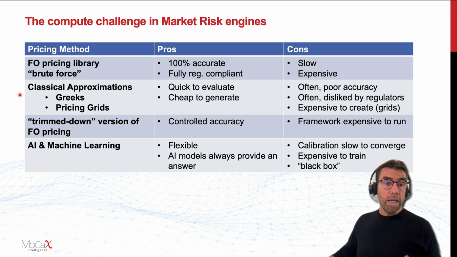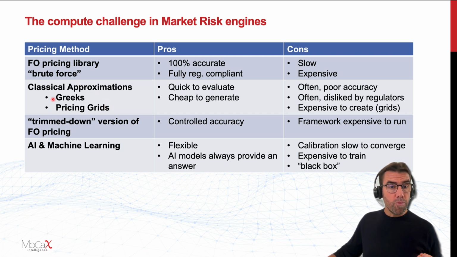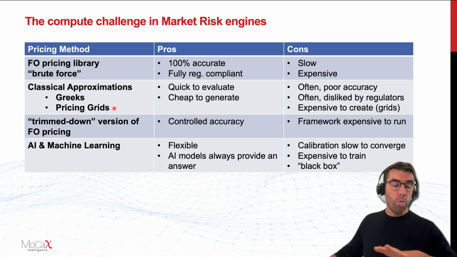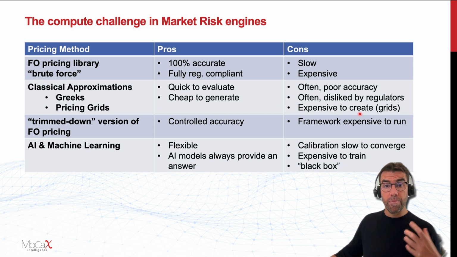Alternative to this, we have classical approximations like GRICS or pricing grids, in which basically in GRICS we use a Taylor expansion. In pricing grids, what we do is we have some sort of standard, simple interpolation method. The good thing of this type of approach is that it is quick to evaluate and cheap to generate. Well, the GRICS is cheap to generate, but the pricing grids, usually they are not so cheap to generate. So I put this note here.